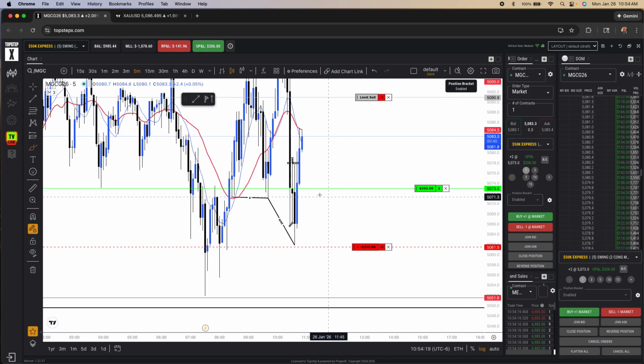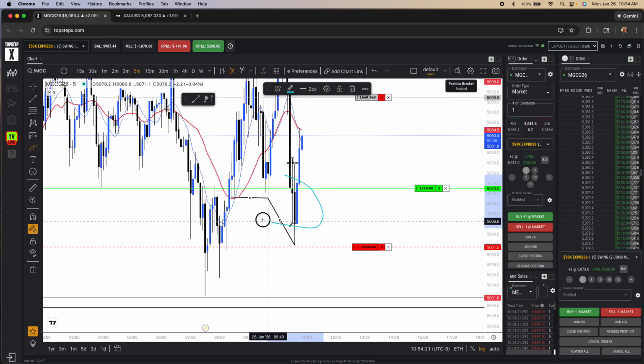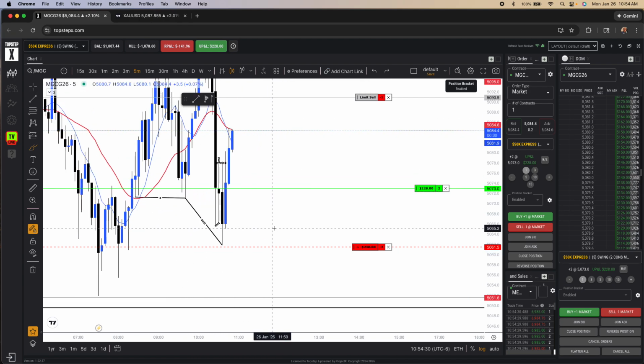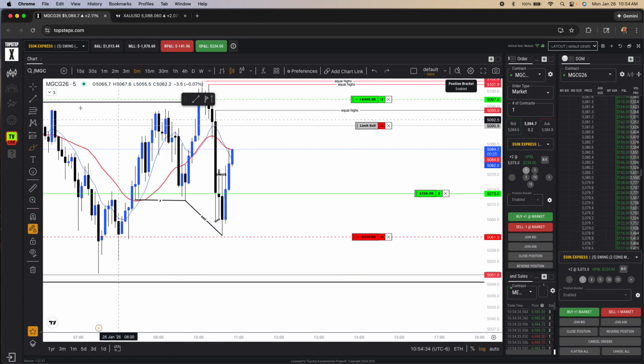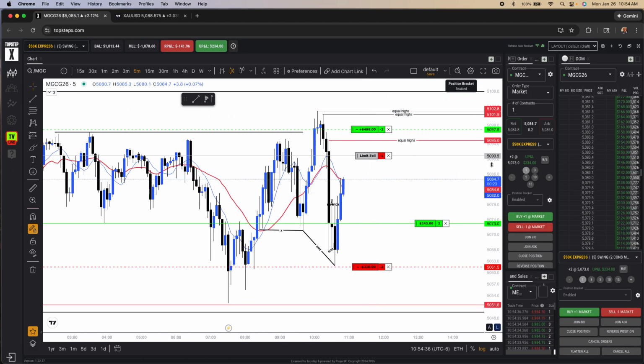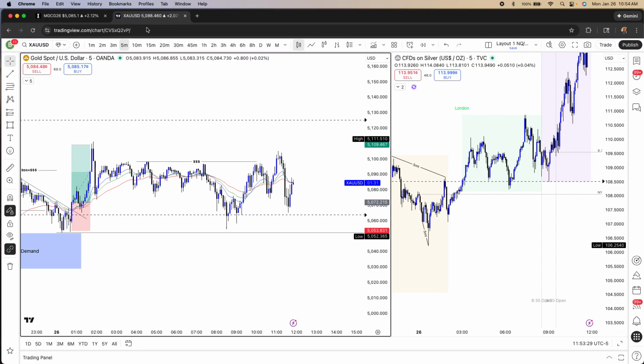So we came back down into this zone, tapped into this imbalance, this fresh demand, took this liquidity, and also created a SMT right here with silver. And that's what gave me the main confidence to re-enter into this trade.